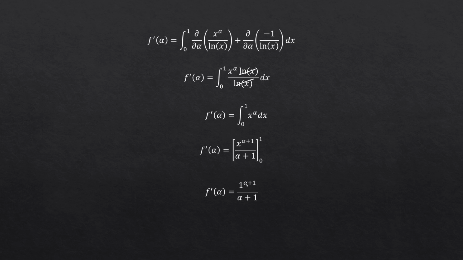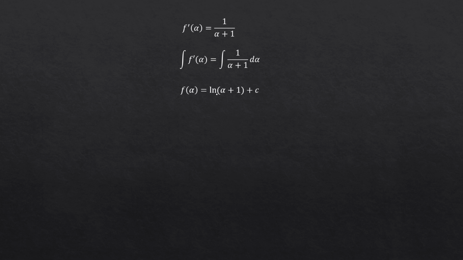Now this is a cool trick here. 1 to the power of anything is just 1. So our integral is just going to be this: 1 over alpha plus 1. So this is f dash of alpha. But we want to find f of alpha. So what we're going to do is integrate both sides with respect to alpha. This side will turn into f of alpha again, and this will turn into natural log of alpha plus 1 plus an arbitrary constant.